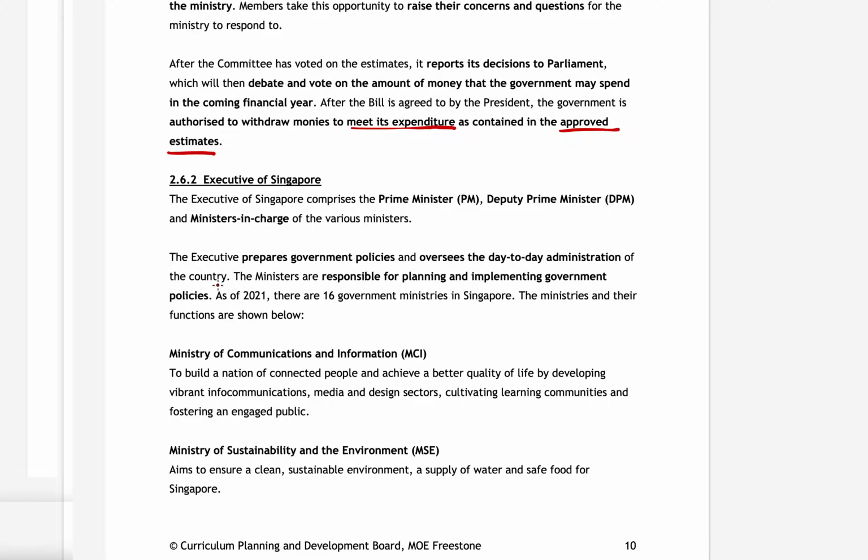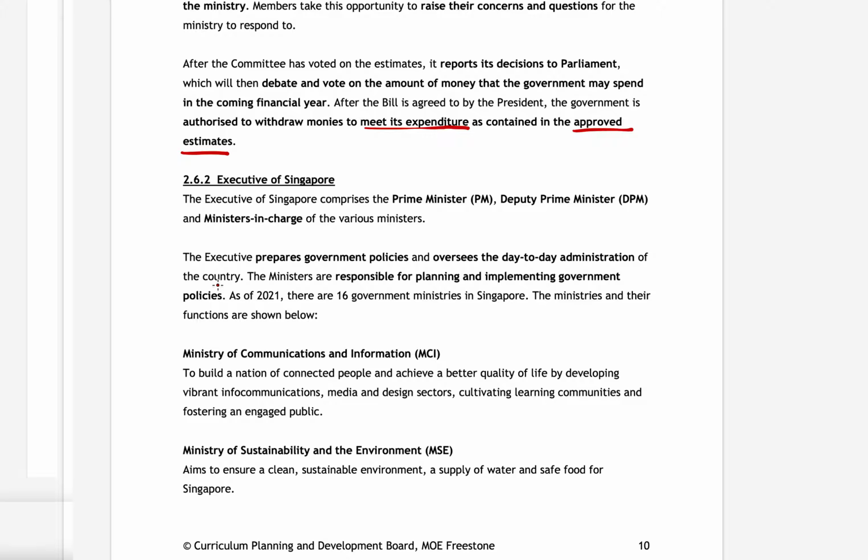The Ministry of Communications and Information is usually in charge of info-communication, media, and whatnot. MSE, the Ministry of Sustainability and the Environment. Of course, from the name, they are in charge of the environment. This used to be the Ministry of Environment and Water Resources, I think, but now that we are focusing more on sustainability, they changed the name.